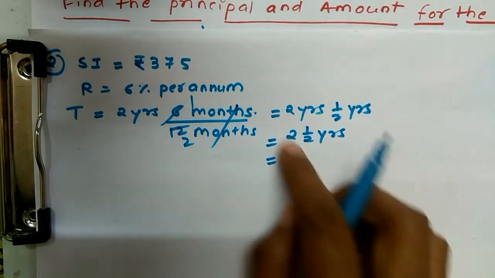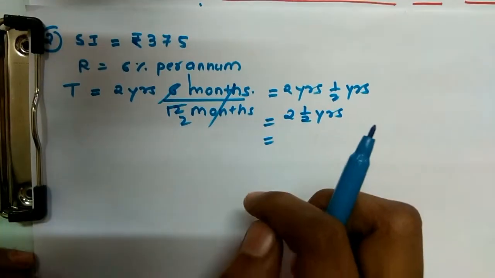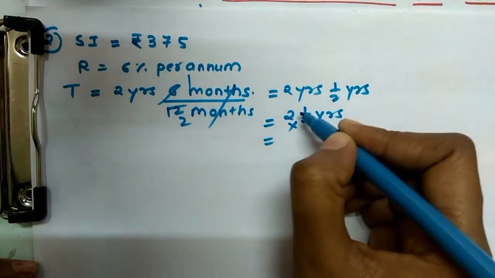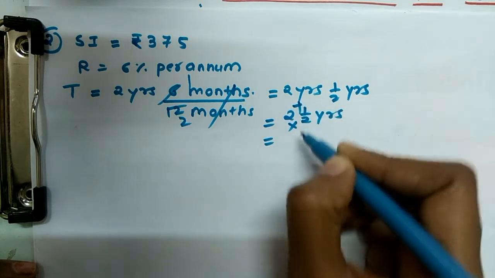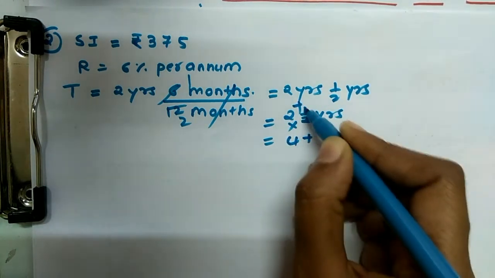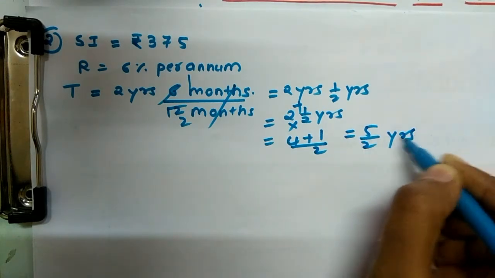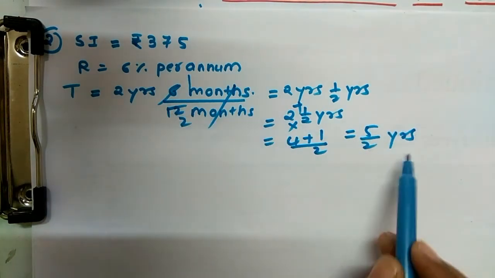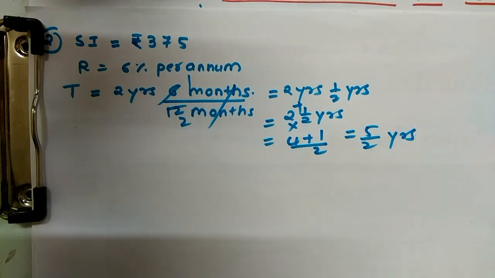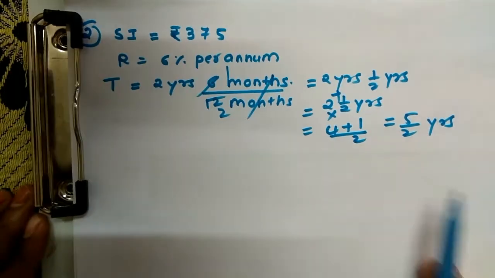But for the calculation, we always convert this mixed fraction into an improper fraction. Here you have to multiply and here you have to add. 2 twos are 4 plus 1, divided by 2. So you'll get 5/2 years. But the meaning is the same. 5/2 years is nothing but 2.5 years.